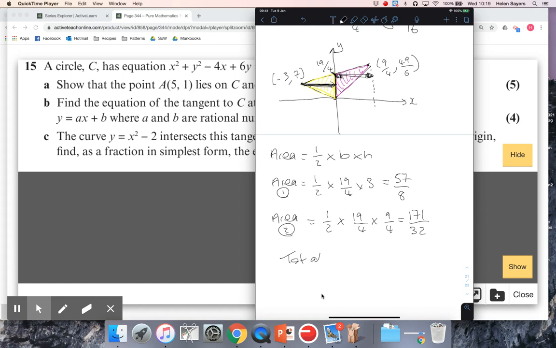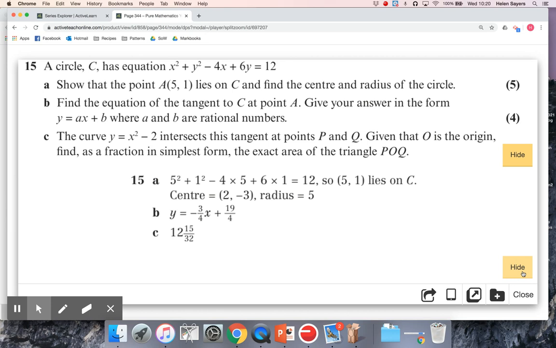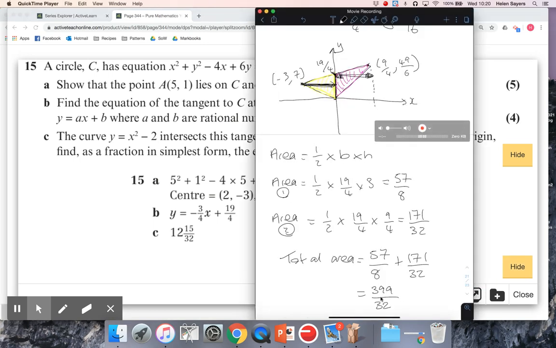So the total area, hopefully, check if this works, 57 over 8 plus 171 over 32 gives me 399 over 32. So fraction in its simplest form. Okay, so they've got it as a mixed number. I've just double checked and I'm very relieved to say that that is the same answer.